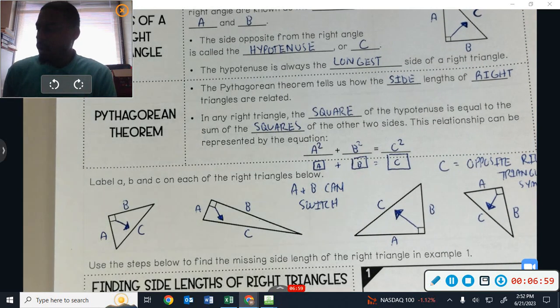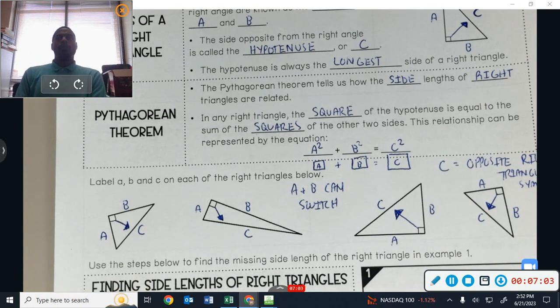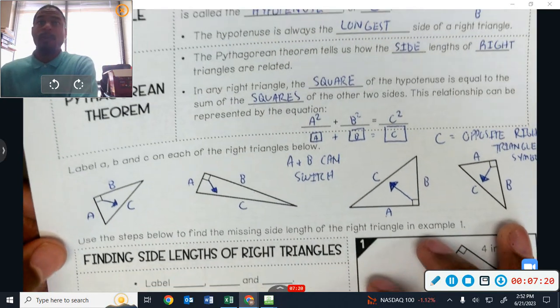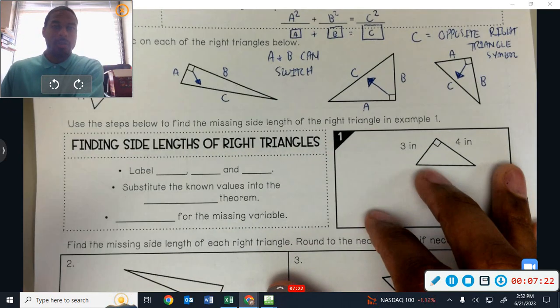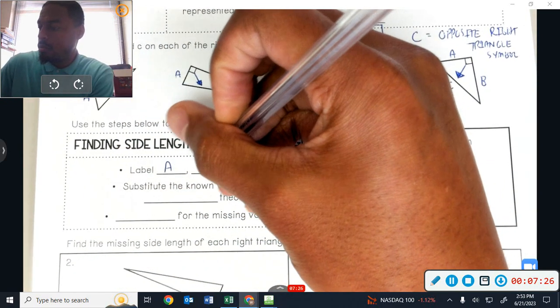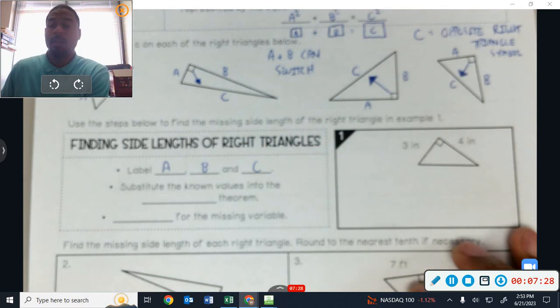Okay. All right. So for example 1, what we're going to do is label, and then substitute the known values into the Pythagorean theorem, and then solve. We're going to find a missing variable. So let's label first. We're going to label A, B, and C.